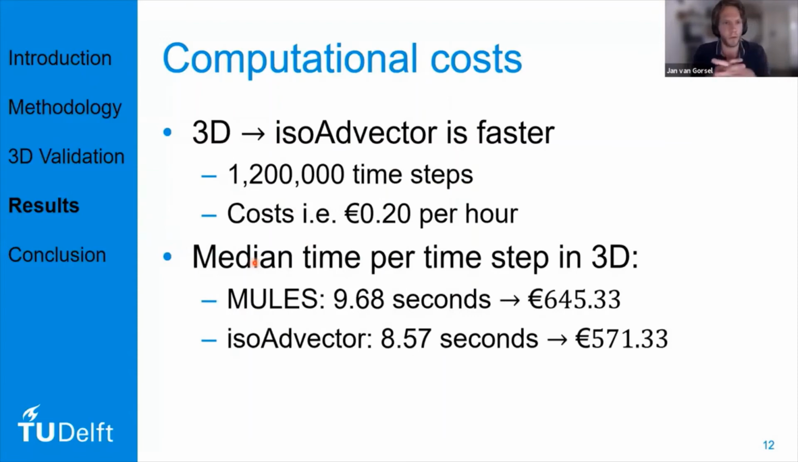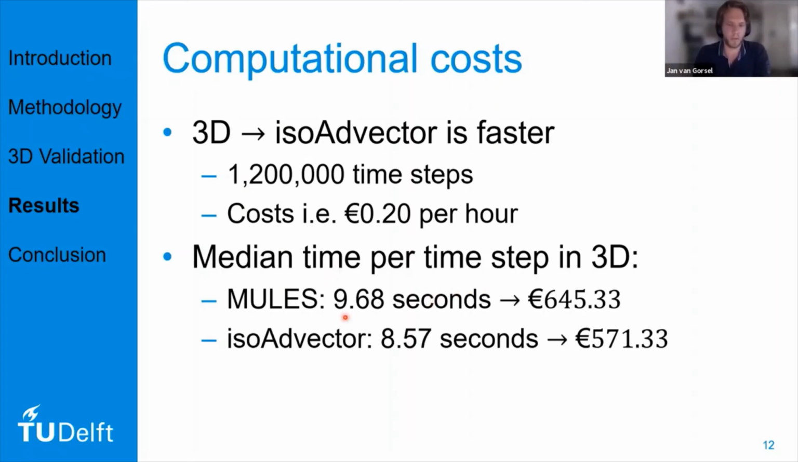Furthermore, we also looked at the computational costs. We noticed that in 3D, the IsoAdvector solver is faster. We had approximately 1.2 million time steps, and if you take an average assumed cost of 20 cents per hour, then finding the average time per time step.